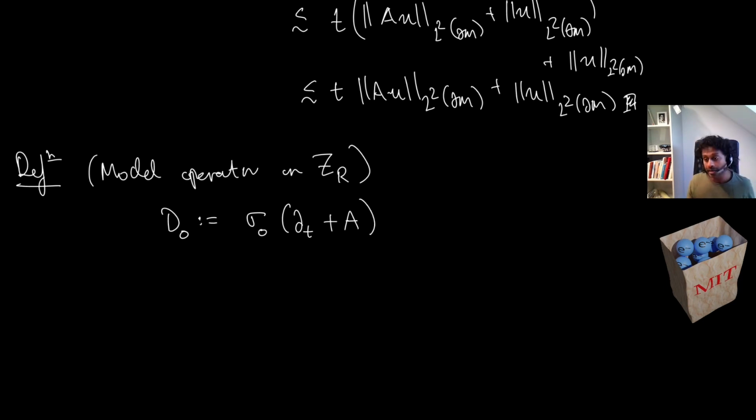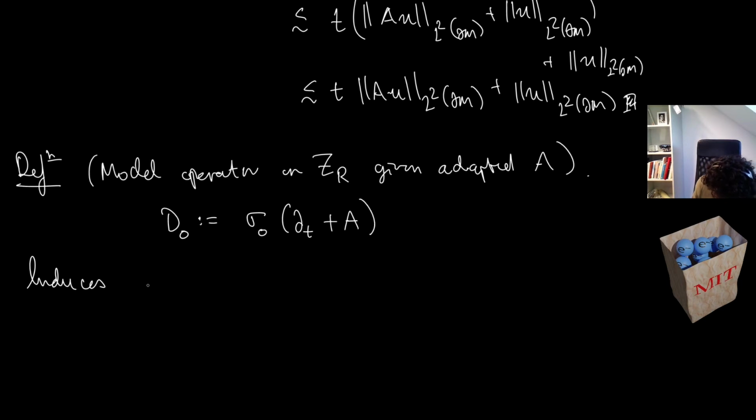So this is a very simple operator now, right? We have a very simple t derivative here, and we have an operator A. So this is a model operator, given an adapted A. And of course this induces an adapted operator for D, which is simply what?